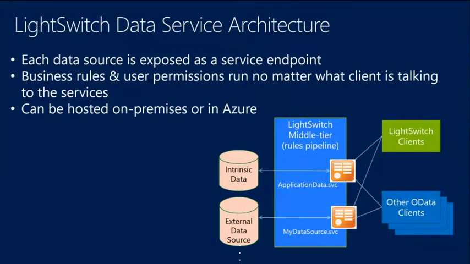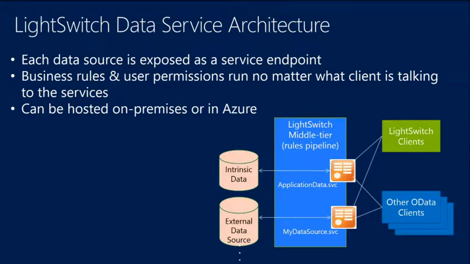The LightSwitch data service architecture is actually a key part of what we do. And even if you're not interested in our client parts, this one might actually be interesting for you. So as I explained in the beginning, what you basically do, you always start with your data in LightSwitch. You either create your intrinsic database, you define your entities, you define your relations and all that stuff, and then you can also connect to external data sources. And for each of those data sources, what we do on the middle tier is we expose them to the clients as OData feed. And in the middle tier, you write your business logic.